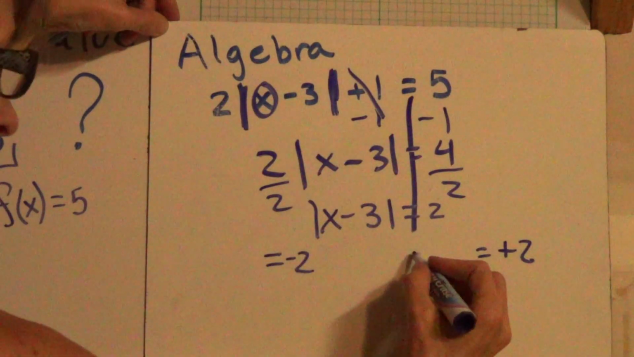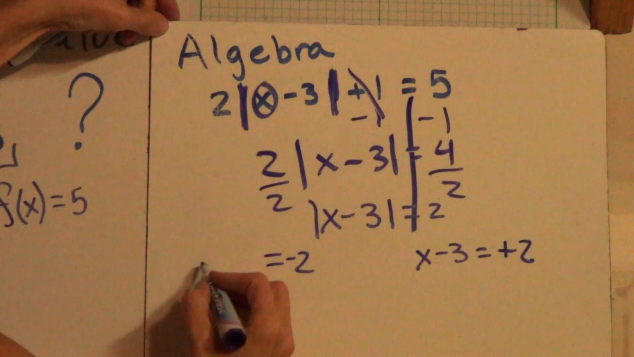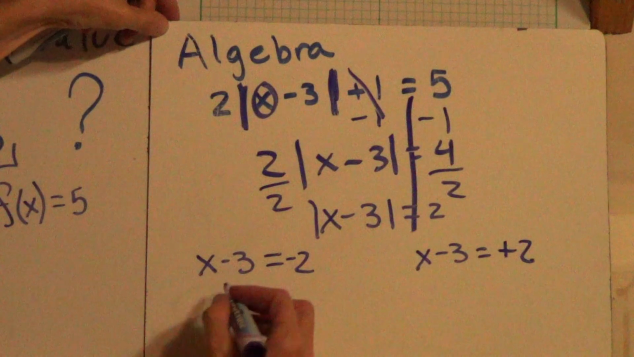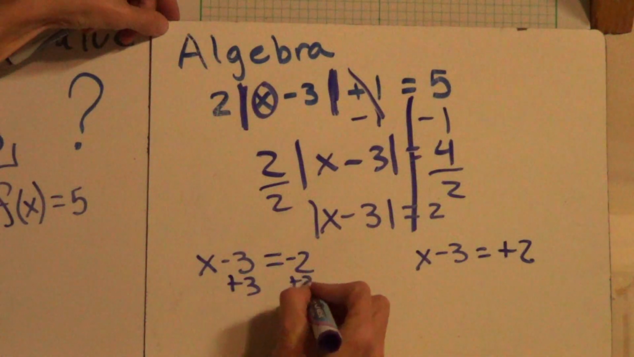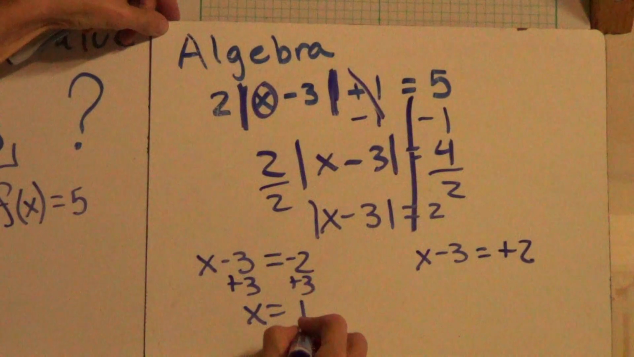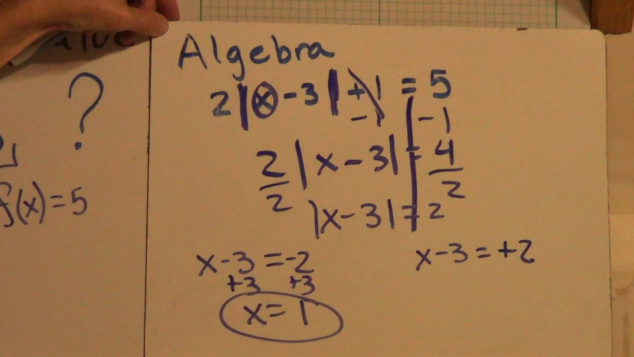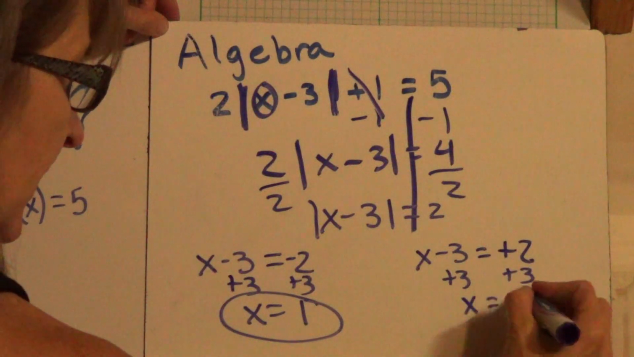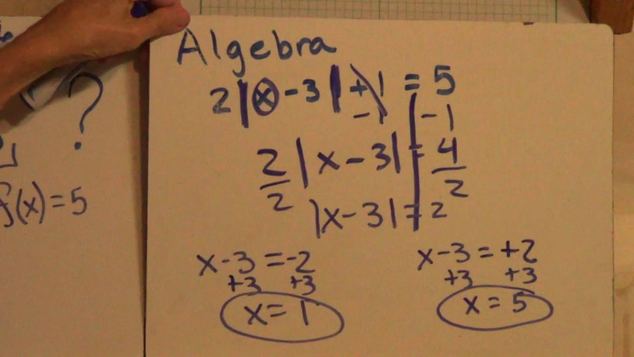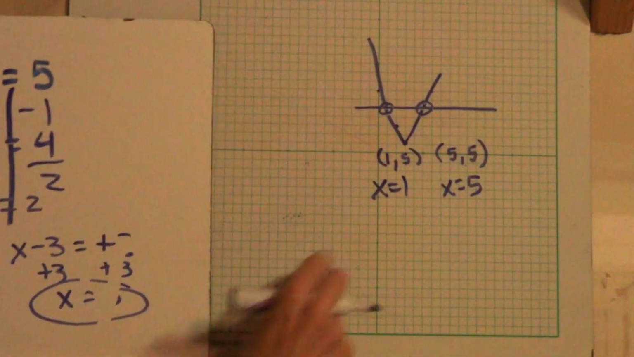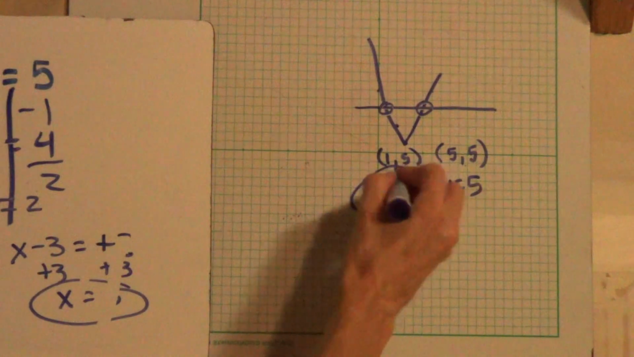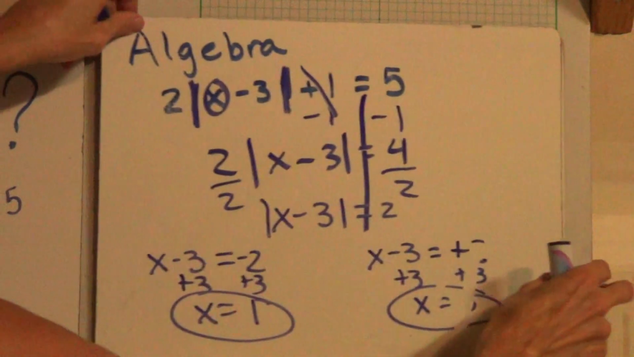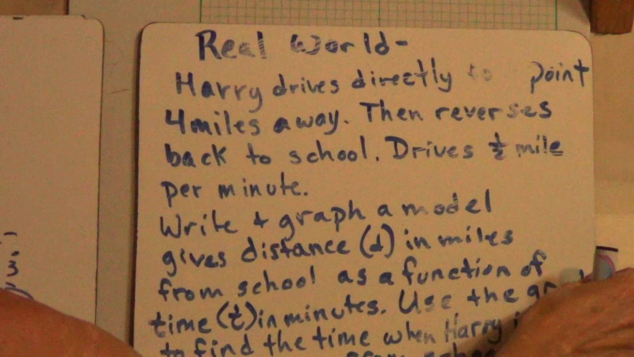Now we can open up the closet doors. x minus 3 equals 2, or x minus 3 equals negative 2. We add 3 to each side to get the x alone. And we find x equals 1. That's one solution. Or we add 3 to each side, and we find that x equals 5. Isn't that exactly what we found here? 1 and 5. So you can solve it either way. I'd like to see you solve it both ways. Okay, I want you confident at both.